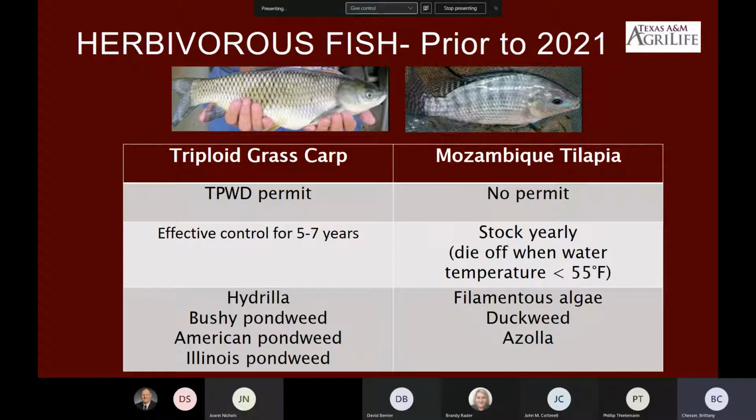And I have filamentous algae listed on here. I wouldn't say that they're very effective at controlling filamentous algae. They will control it some, but to the point of what most pond owners are wanting, they're not going to be very effective, and you should introduce them as part of an integrated pest management strategy. And we'll talk about that when I go over filamentous algae.